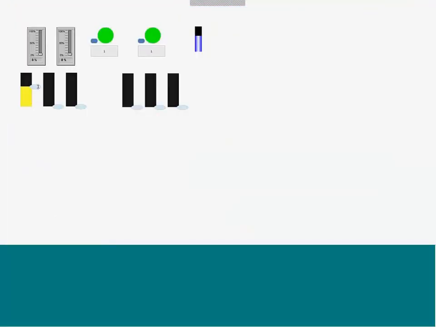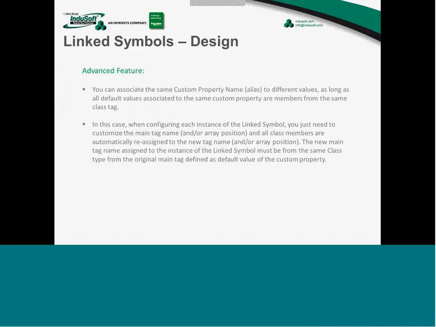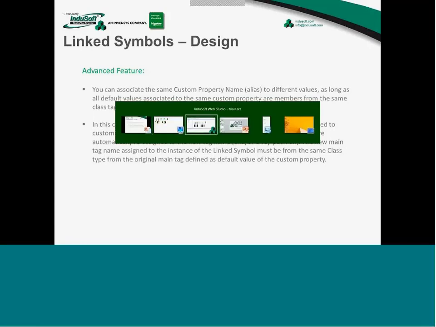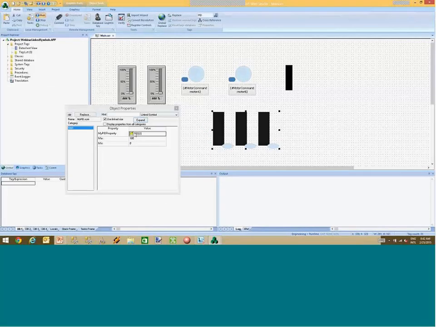So now if I go to the runtime, I can change the values of PID index 1 and PID index 2 individually on each instance of this symbol. So that's how powerful this feature is. You could have several members of a class tag associated to the linked symbol. And when you bring an instance of this linked symbol to the screen, all you have to do is change the main tag name or the array index. And now you are pointing all the members from this class to a new tag name or a new array position. I do not have to change set point, PV, and MV individually for each instance of this symbol.